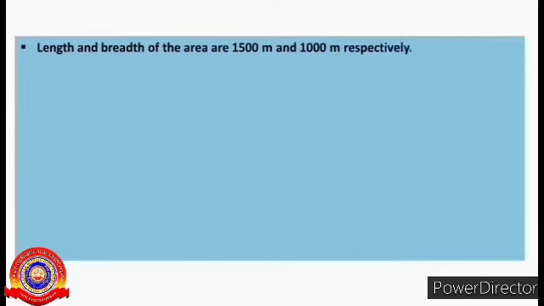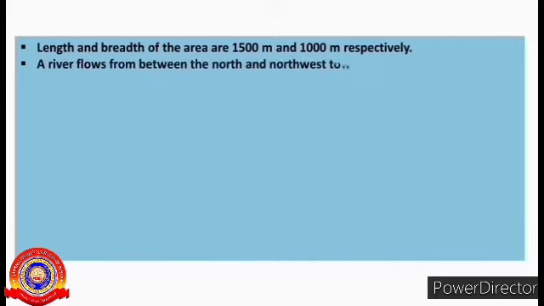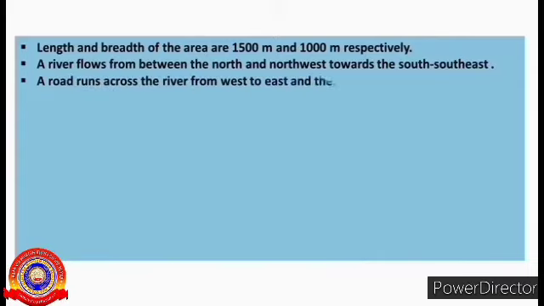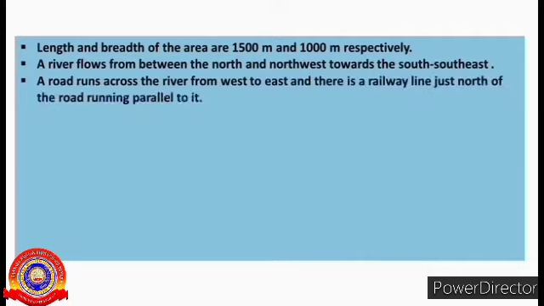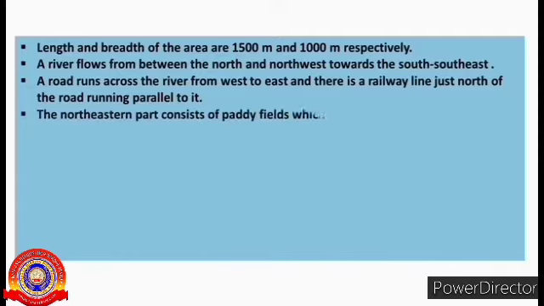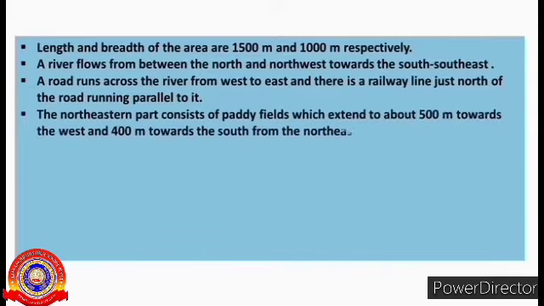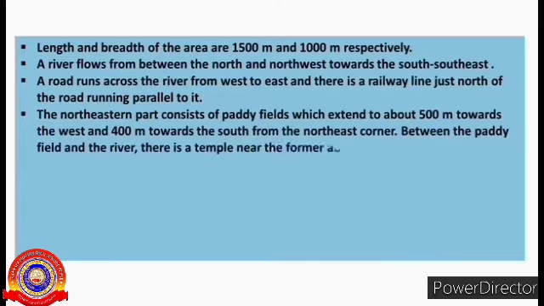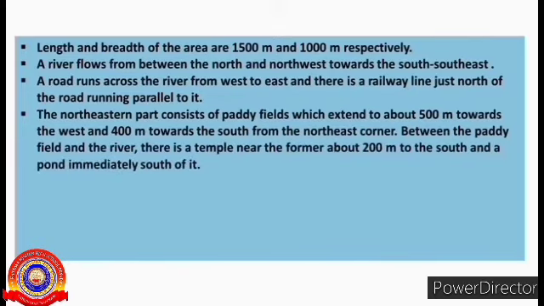Length and breadth of the area are 1500 meter and 1000 meter respectively. A river flows from between the north and northwest towards the south-southeast. A road runs across the river from west to east, and there is a railway line just north of the road running parallel to it. The northeastern part consists of paddy fields which extends to about 500 meter towards the west and 400 meter towards the south from the northwest corner.